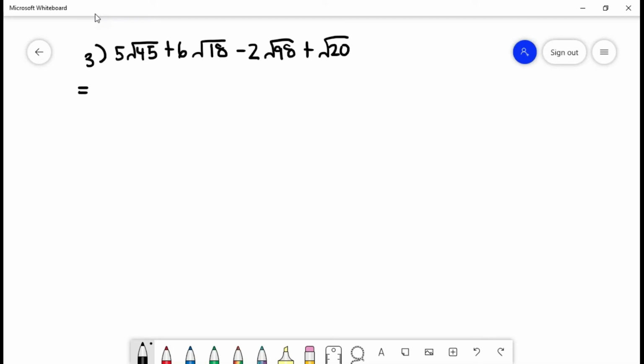So as you can see here, what we have is these 4 values. And remember, just as we did previously, we have to make sure 2 things are the same in order to be able to add and subtract these radicals. So first we have to make sure the root index is the same for all of them. And yes, the root index is common. They all have a root index of 2.